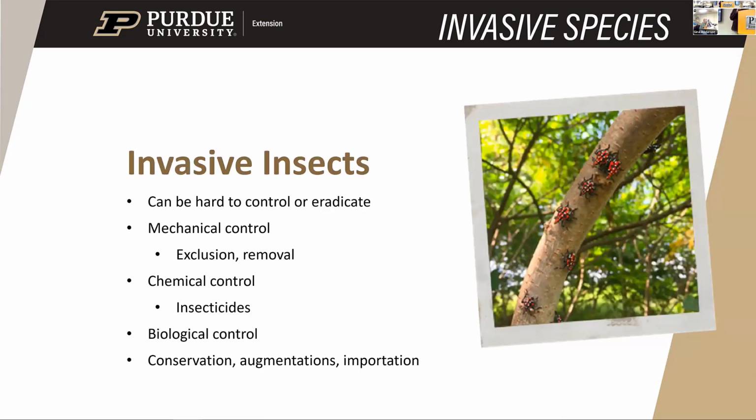So then we're going to move on to some invasive insects here. They can be hard to control and eradicate, because sometimes we don't see them till it's too late, right? Think about that graph that we had. Mechanical control would be exclusion and removal. We would also have chemical control, biological control. But as we talked about, that may be difficult if the biological control isn't native to the US. And using conservation, looking at importation of things as well, those types of things can help control it.